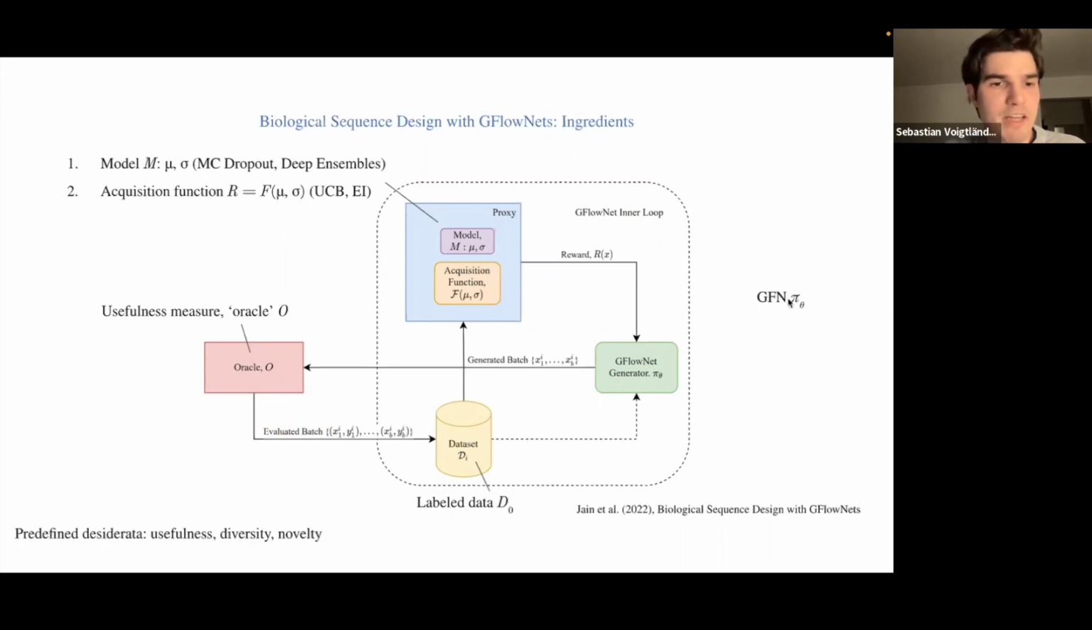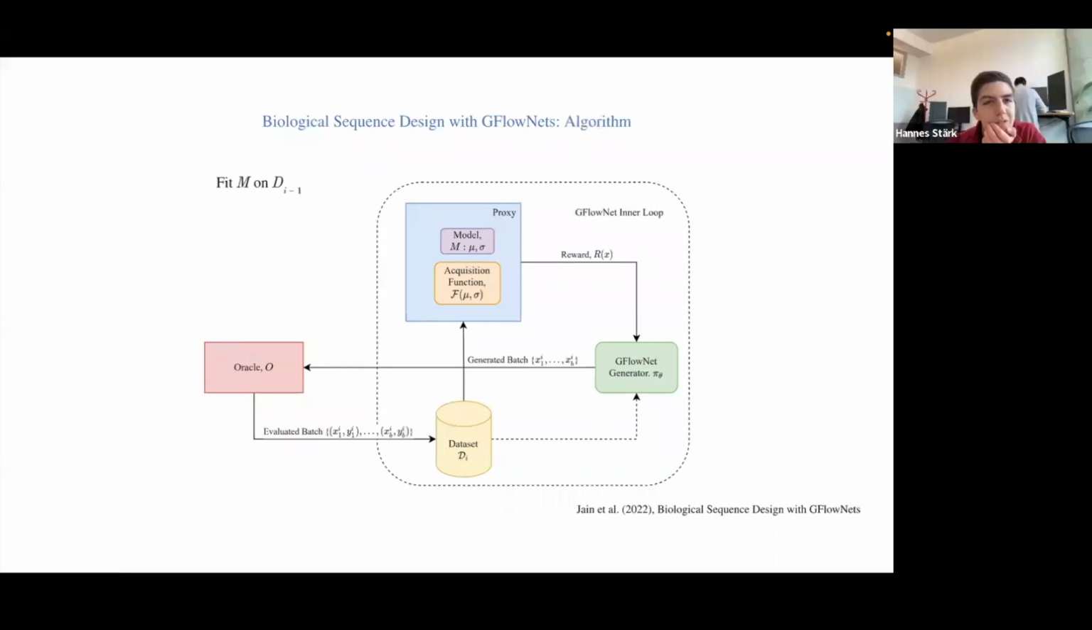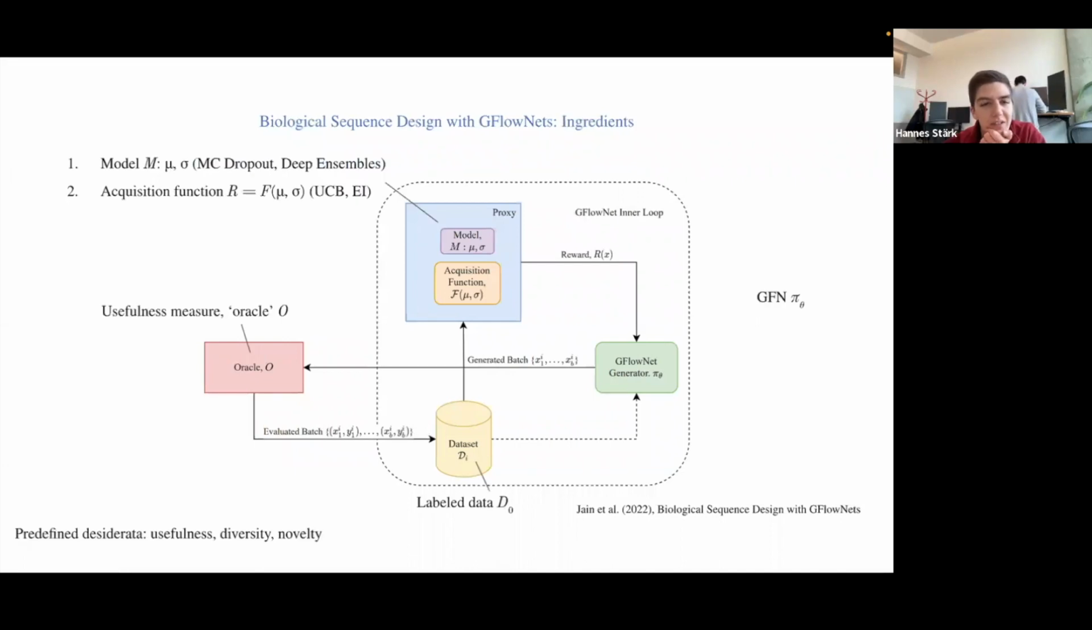And you need predefined desiderata, one of which is the usefulness measure, but the other ones are diversity and novelty, at least in this paper. Diversity intuitively simply means how far away all the candidates that have been proposed are from each other in the space of candidates. And novelty means how far away they are collectively from the ground truth set. So now this is something that we can build into our reward.